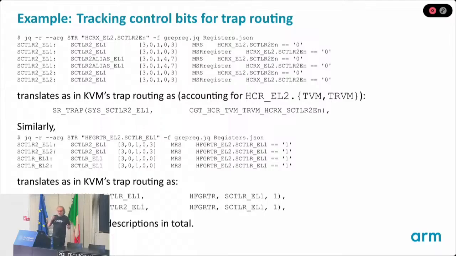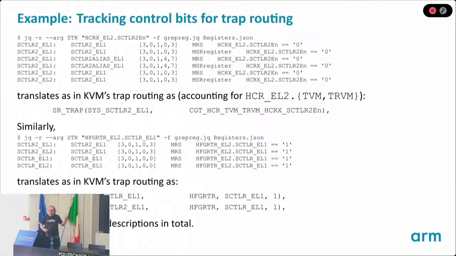And how do you write these trap routings? Well, for example, here's our friend HCRX at the top. And we're looking for what registers this control bit, SCTLR2EN, affects. And then, yes, we see a bunch of existing registers with their encoding and some conditions. And we know that, yeah, if the bit is 0, then things trap. And that actually condenses into this single line, SR trap SCTLR2_EL1, with a bunch of additional conditions, because there's not just a single bit that traps these things.